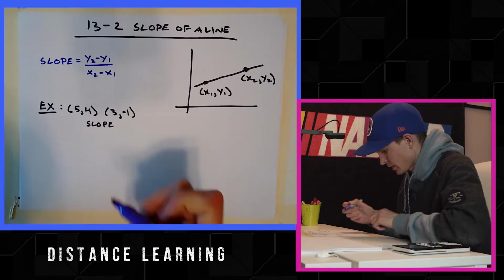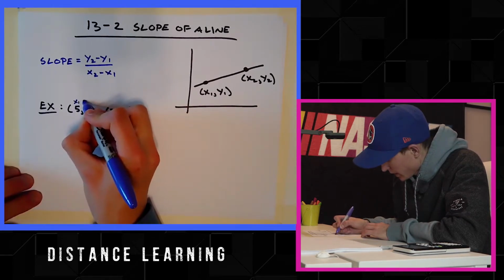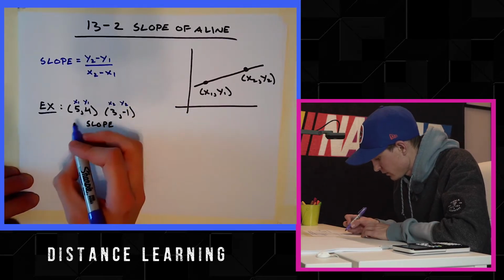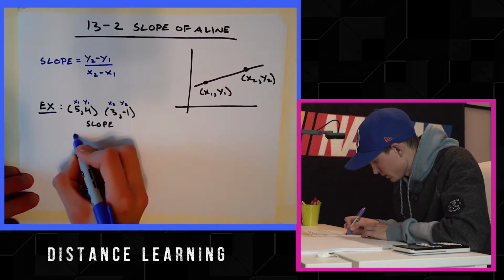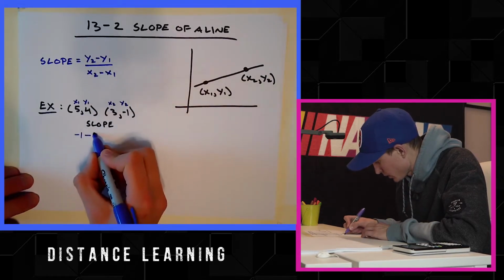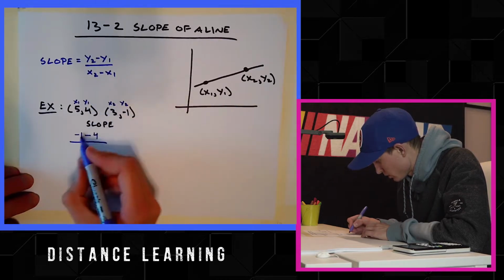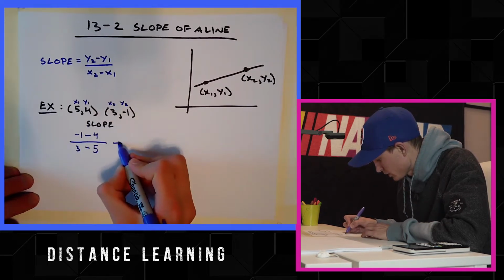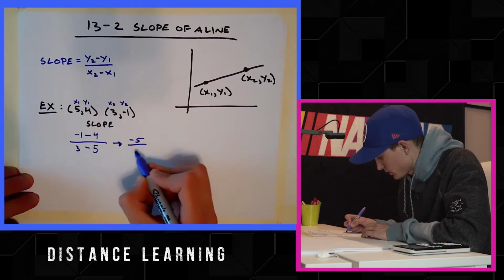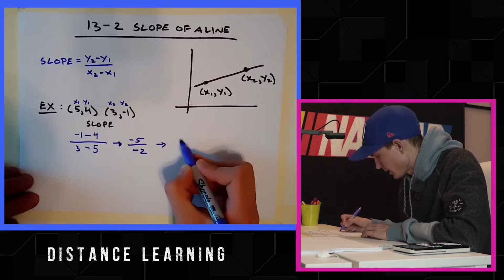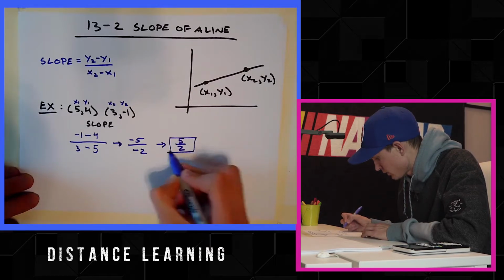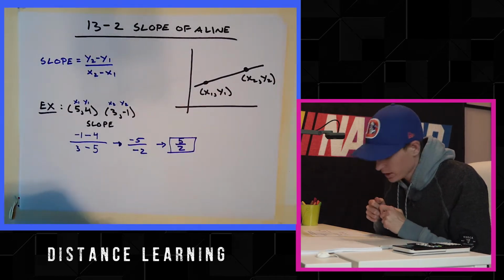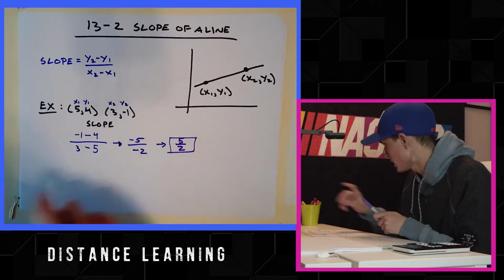Alright, well, I'm terrible, and so I always label. So, slope: y2 is negative 1, minus y1, 4, over x2, 3, minus 5. Negative 1 minus 4, negative 5. 3 minus 5, negative 2. Negative by negative is positive, 5 over 2. Not a hard problem. Please don't mess it up. The only thing, please be careful if there are double negatives, make sure it turns into a plus sign.